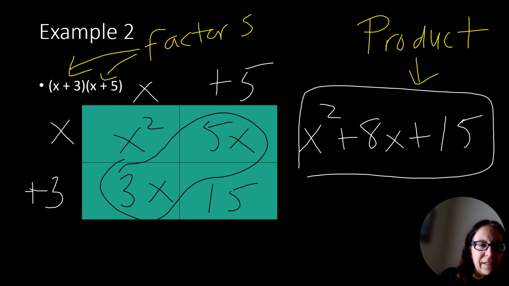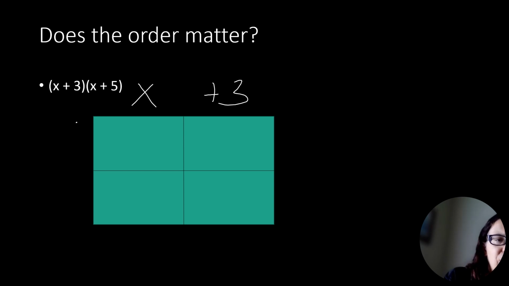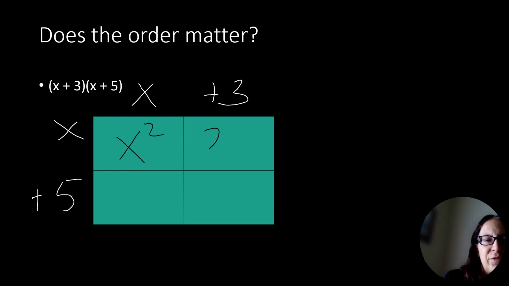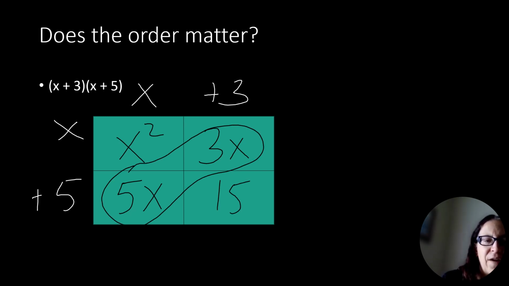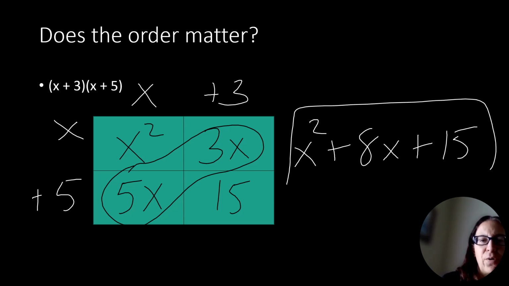Now, the next slide is going to ask us, like, does the order matter? So notice that I put the x plus 3 on the vertical and the x plus 5 on the horizontal. And so we just want to quickly make sure that we know that it doesn't matter. So I could put x plus 3 across the horizontal and x plus 5 on the vertical. And we would have x times x is x squared. X times 3 is 3x. X times 5 is 5x, and 5 times 3 is 15. And 5x plus 3x is still 8x. And so x squared plus 8x plus 15. And so it does not matter.